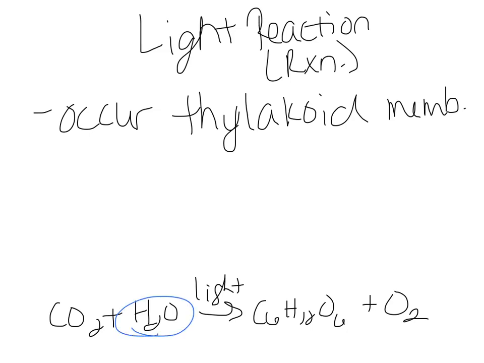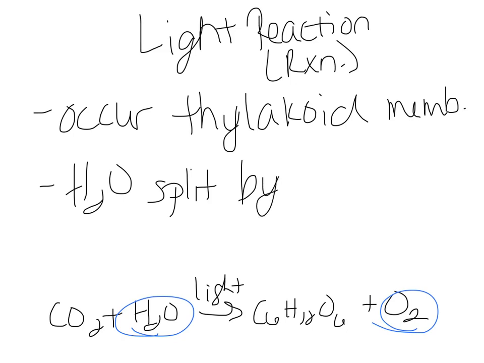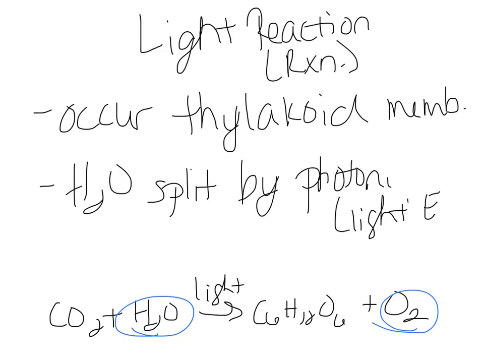This is where the water and the oxygen come about here. So with the light reaction, light comes in, water is taken in, and water is split. So water is split by the photon, by the light energy. When that water is split, it's going to be split into hydrogen and oxygen. And so the oxygen is going to be released from the plant.